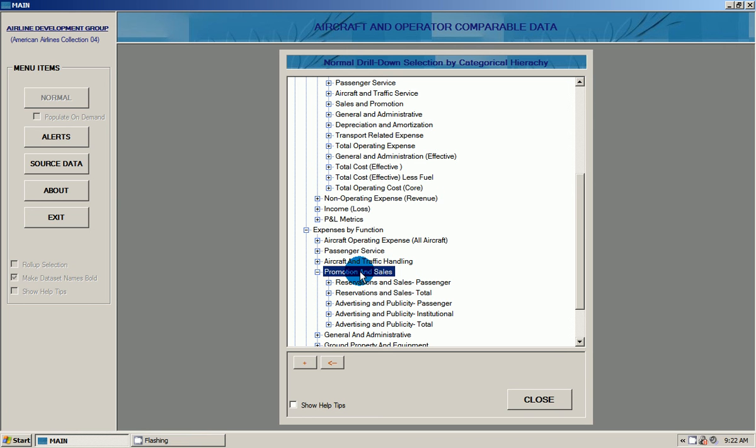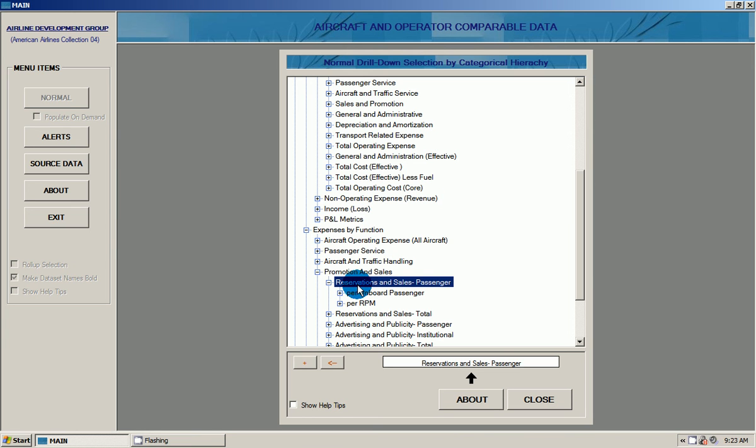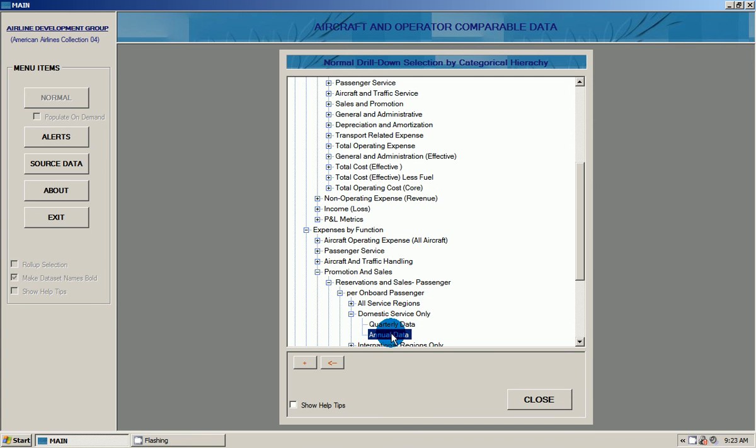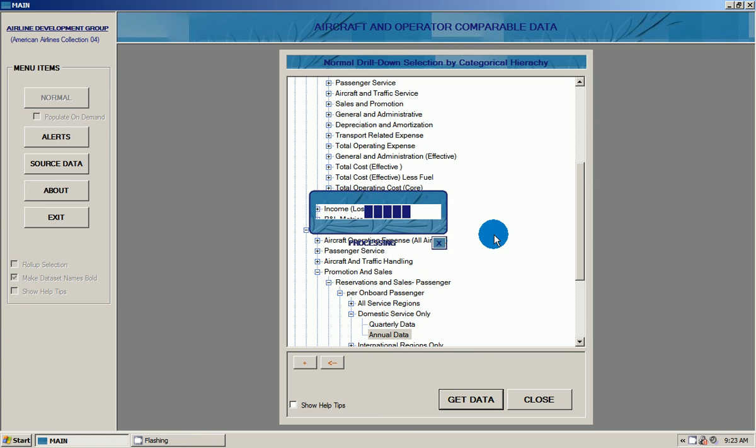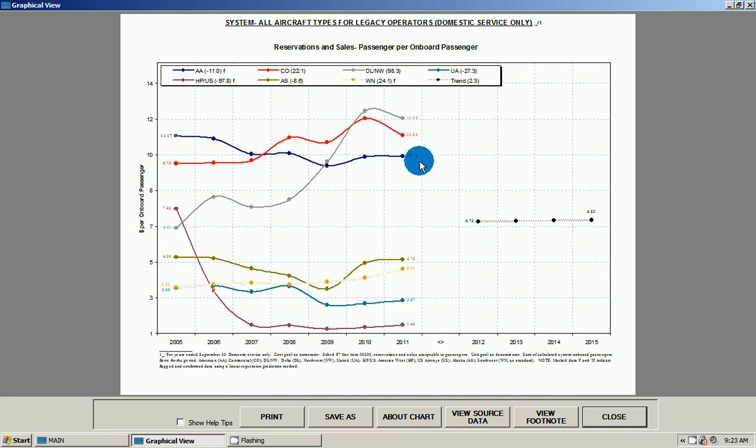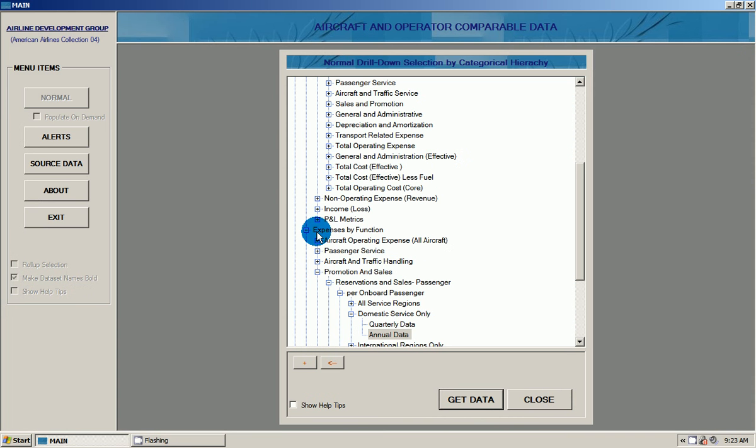Promotion and sales. Let's look at, well, we'll just look at reservation sales, and let's look at, well, to be a little different, we'll just look at it per passenger. Well, it's costing per passenger. Again, domestic service annual. So here's American Airlines at about $10, a little over $10 per passenger.